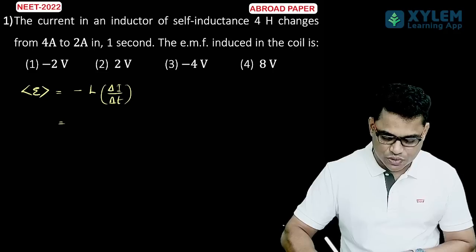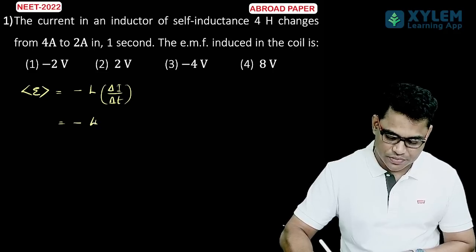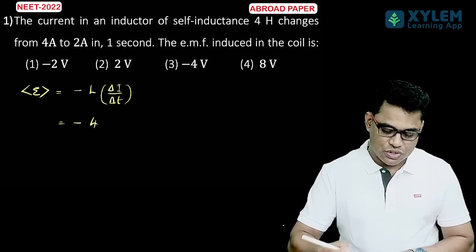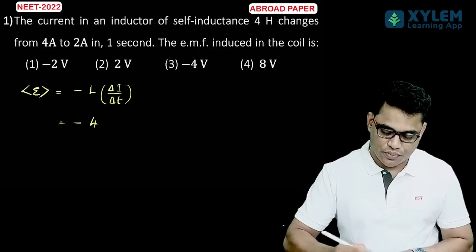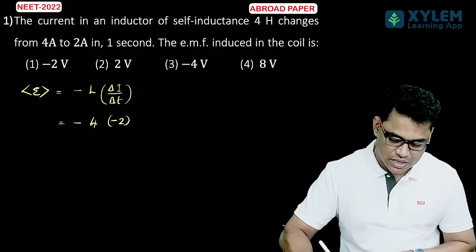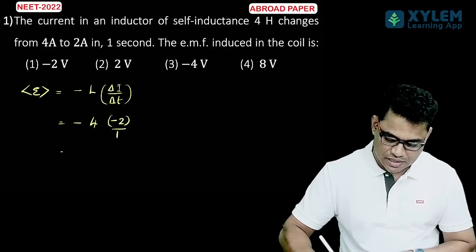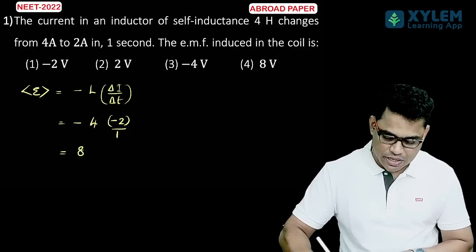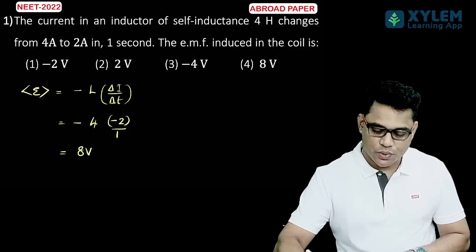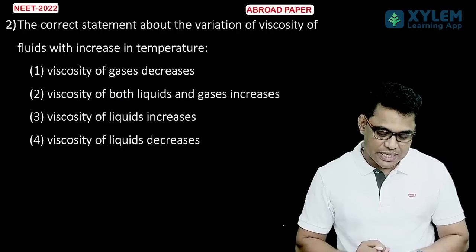Let me substitute the values. Minus L is 4. Change in current is 2 ampere minus 4 ampere, which is minus 2 ampere. Time taken for that is 1 second. Therefore, the answer turns out to be 8 volt. Right option is 4. Let us go for the second question.